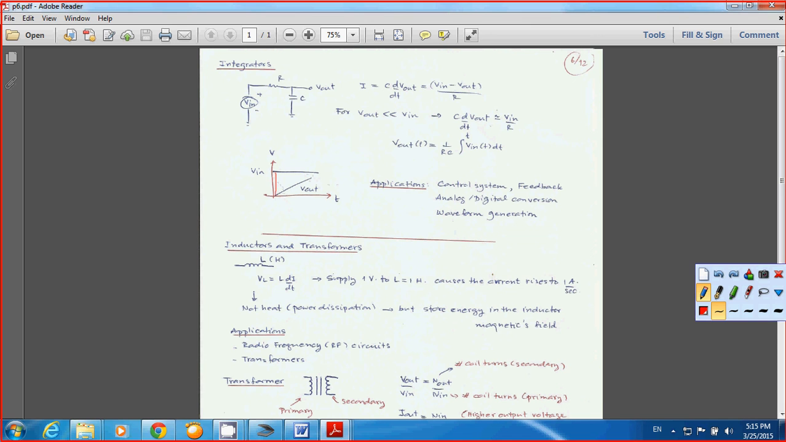So when the time is small, you have a small area, and then when time passes by, you add the areas together, so your area increases. This gives you V out. So it's just like an integrator. That's the idea of how the circuit works. And you have many applications for the integrator circuit. Use it for control systems, feedback, analog-to-digital conversion, or even waveform generation. Okay, so this one is concerned with the capacitor.